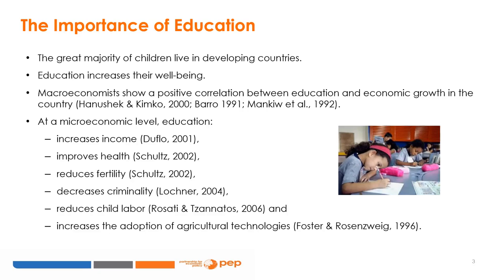It is well known that the great majority of children live in developing countries and that education increases their well-being. Macroeconomists show a positive correlation between education and economic growth in the country. At a micro level, education has also been found to play an important role in increasing income, improving health, reducing fertility, decreasing criminality, reducing child labor, and increasing the adoption of agricultural technologies, amongst others.